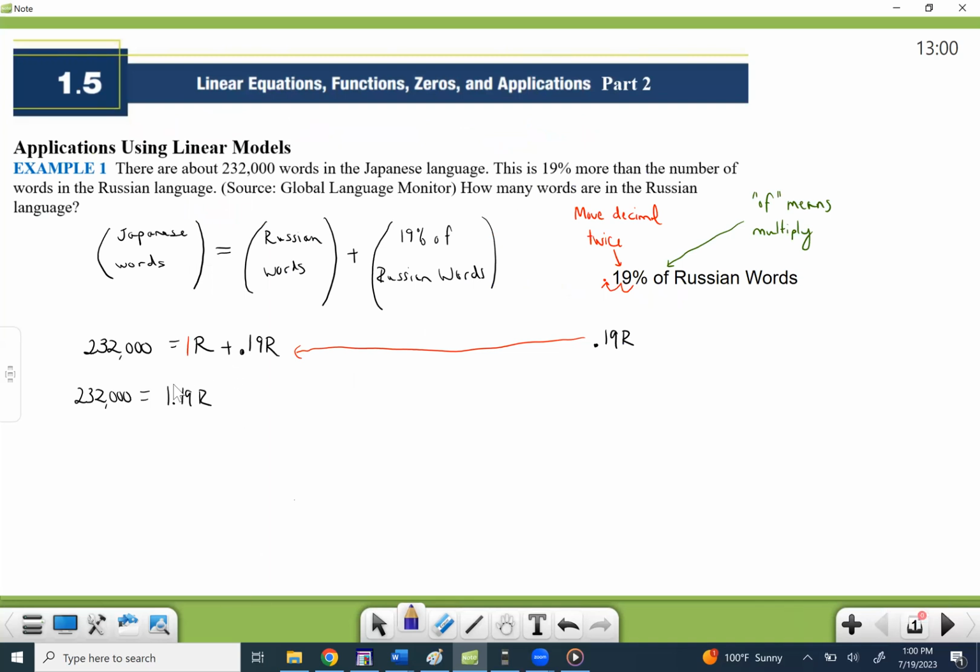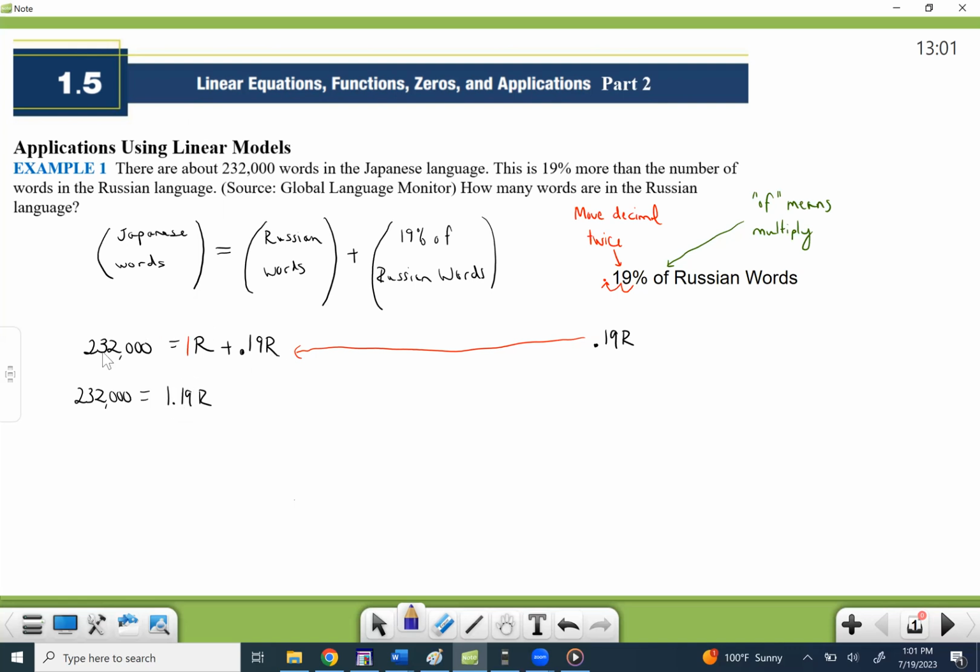I could have gone straight to this line because of what that guy taught me at Jack in the Box, right? Don't we want, if the Japanese words are more than the Russian words by 19% more, well, don't we want all 100% of the Russian words plus 19% more of the Russian words? Well, then that's going to be 1 plus the 0.19 for 1.19. So if you kind of know how to figure out tax, well, then that makes sense in this case why the 1 is there.